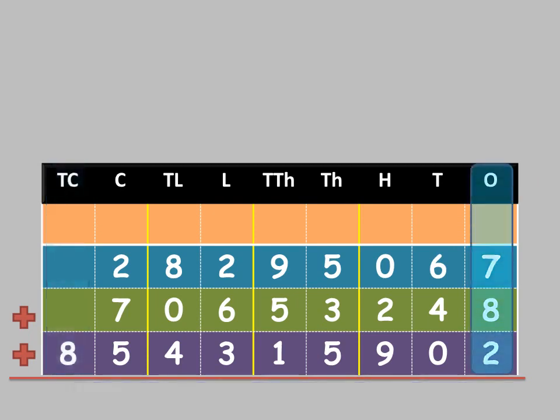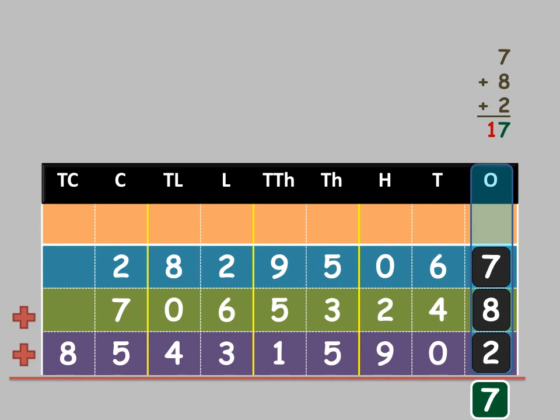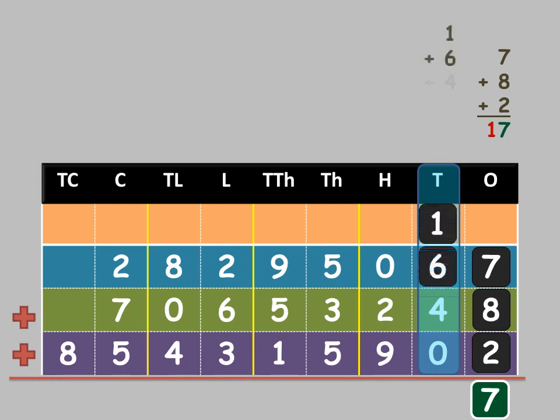Step 1. First add the digit of ones place. 7 plus 8 plus 2 is equal to 17. That is 17 ones is equal to 1 tens plus 7 ones. So 7 we will write in ones place and carry 1 to tens place. Step 2. Then add the digit of tens place. 1 plus 6 plus 4 plus 0 is equal to 11. That is 11 tens, which is equal to 100 plus 1 tens. So 1 we will write in tens place and carry 1 to hundreds place.